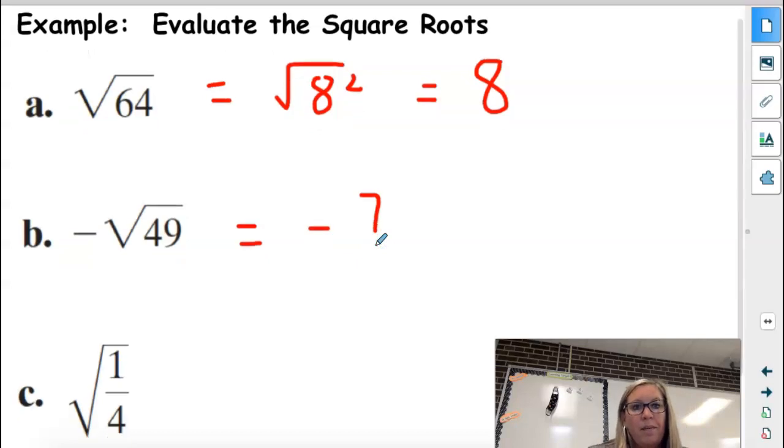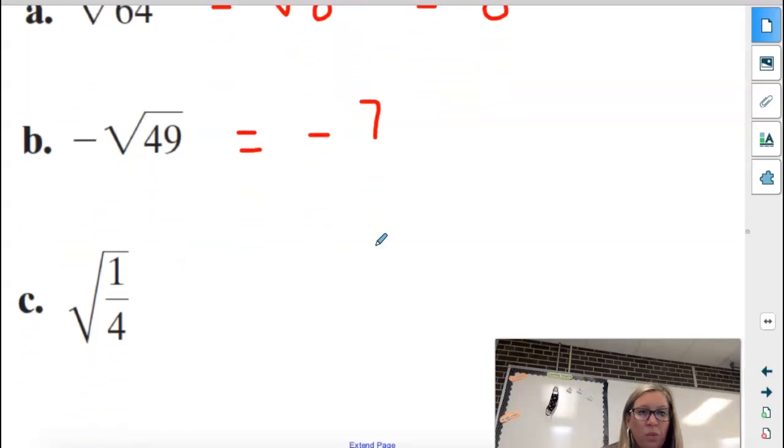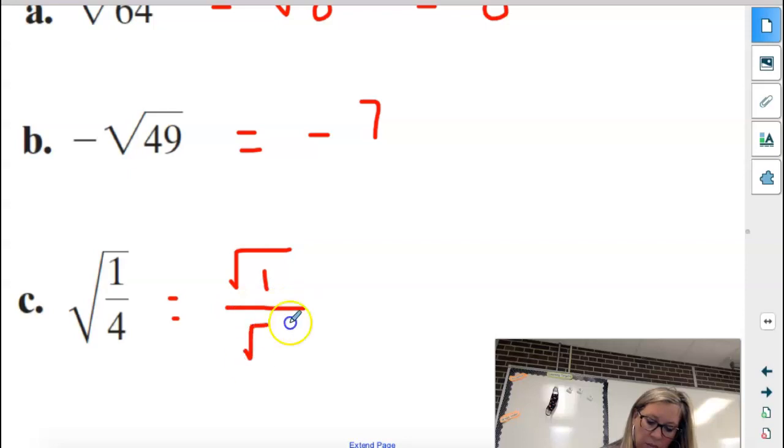The next example is the square root of 1/4. So you want to separate out that radical into two separate radicals. You're going to have the square root of 1 over the square root of 4. And then you would simplify those separately. So the square root of 1 is 1, and the square root of 4 is 2.